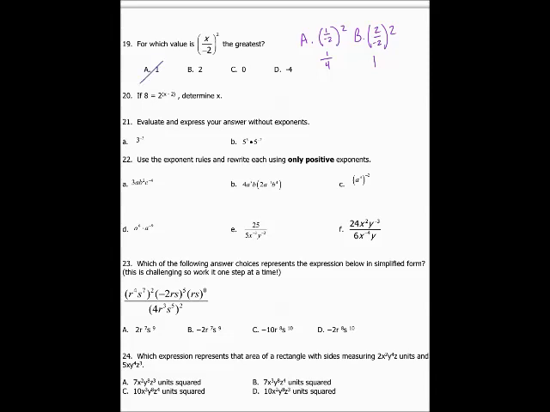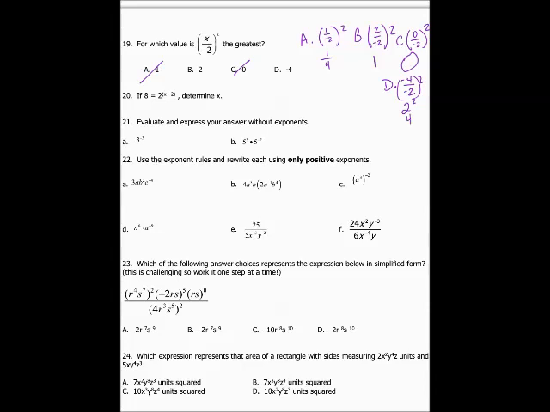Then if I check 0 for C, I would say 0 over negative 2 squared, which I know is just going to be 0. So I know 1 is still bigger than 0. And finally, if I check negative 4, so I'm checking D now. So I have negative 4 over negative 2 squared. So that actually makes a positive 2 squared.